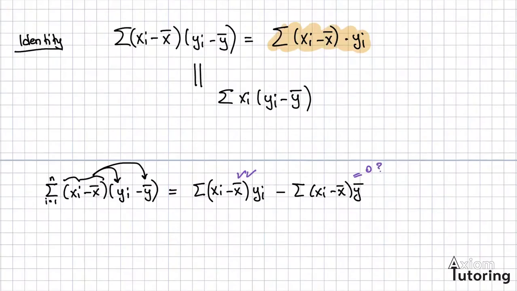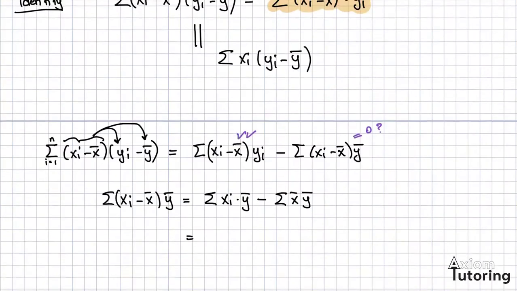So I'm going to just take it on the side. I have xi minus x bar times y bar. I'm going to distribute again the brackets in there and split the summation notation. So I have the sum of xi times y bar minus the sum of x bar times y bar. Okay? Now keep in mind, y bar is just a constant. It's just the average. It doesn't have an I in here. So it means it's not a variable, okay? The y bar is just a constant.